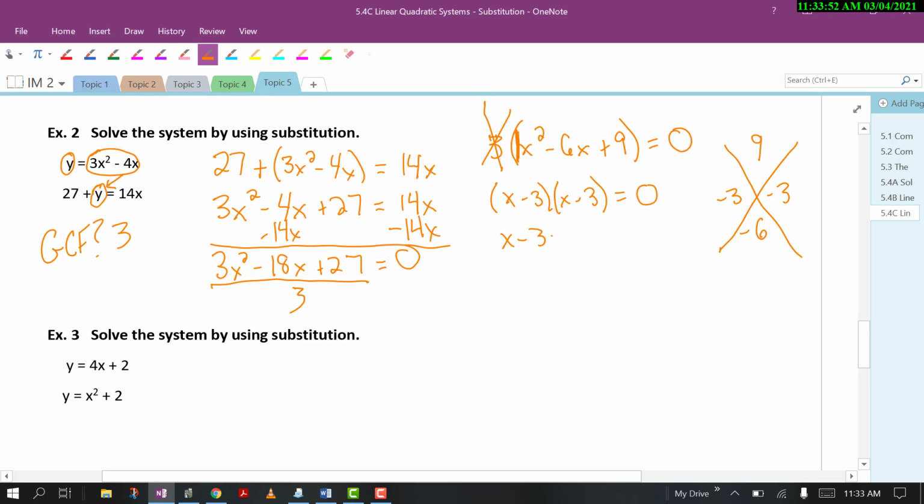So set them each equal to 0. So x equals 3. Obviously, x equals 3 twice. We don't need to write it twice. So there's only one solution.